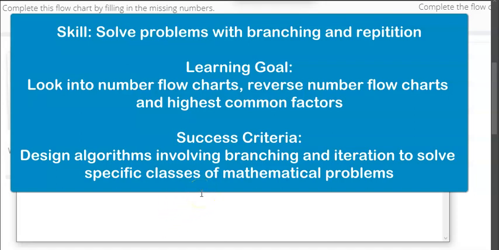This skill is solve problems with branching and repetition. The learning goal for this skill is to look into number flowcharts, reverse number flowcharts, and highest common factors which we've seen before. The success criteria is to design algorithms involving branching and iteration to solve specific classes of mathematical problems.